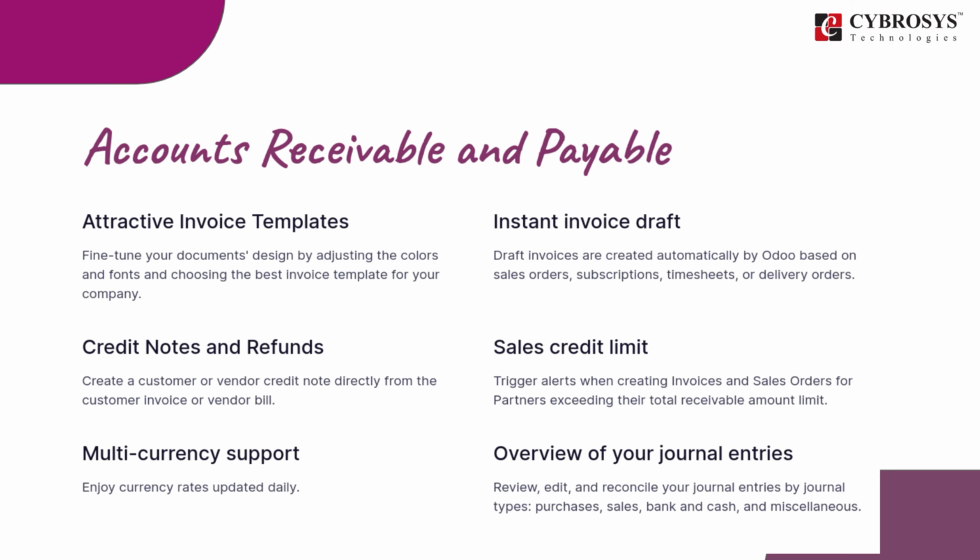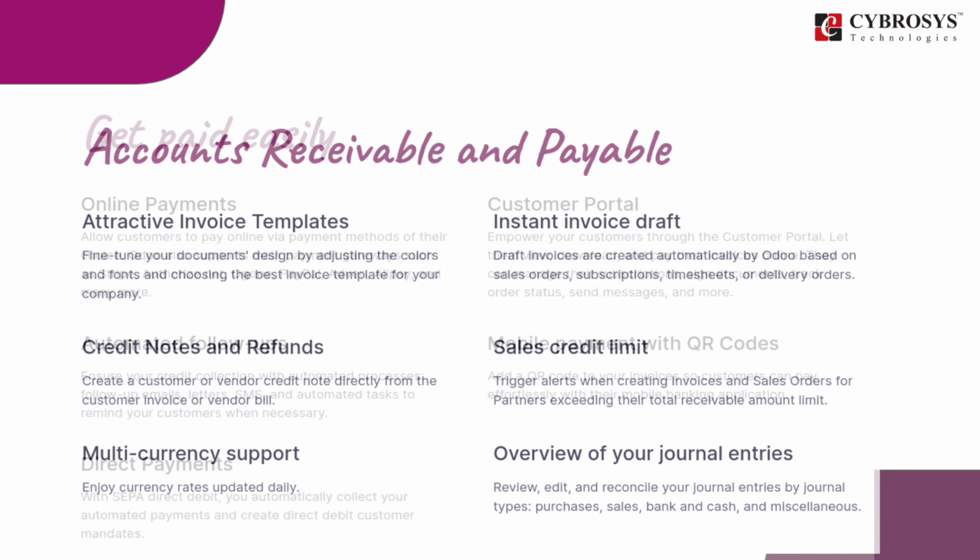And Odoo provides five types of journals like purchase, sales, cash and bank, and miscellaneous. So you'll be able to review, edit, and reconcile your journal entries by each journal.